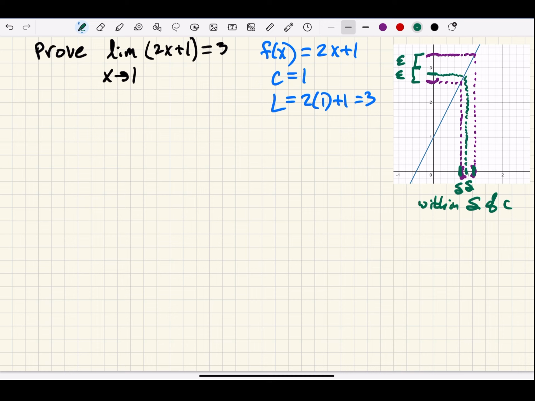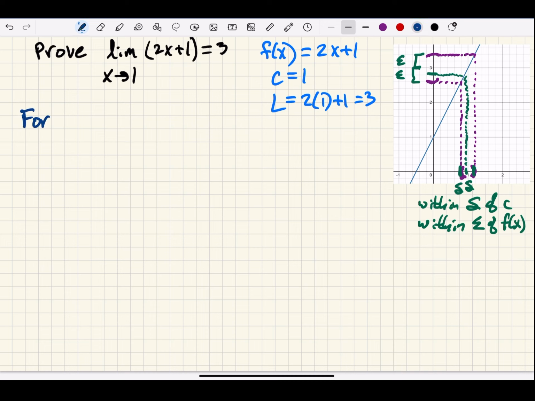Or in other words, our c value. And then for any one of those x values projecting up to the y-axis, we would be within epsilon of f of x. Okay, so hopefully the visual is making sense. Now, how do we do this?